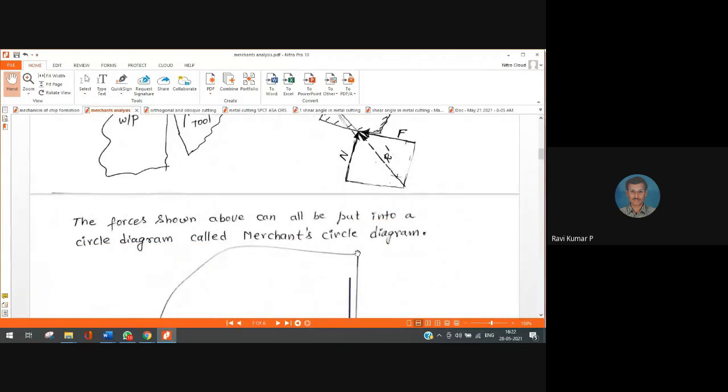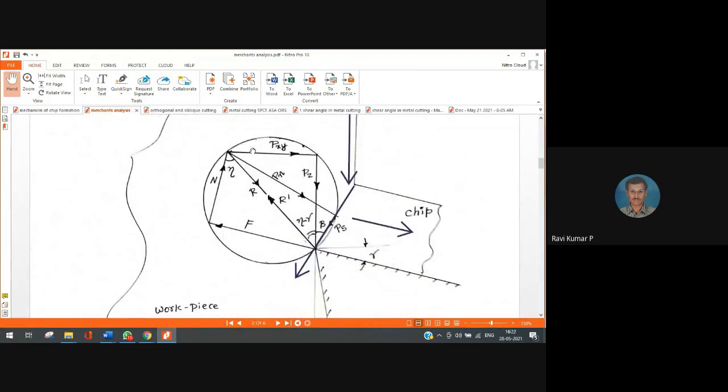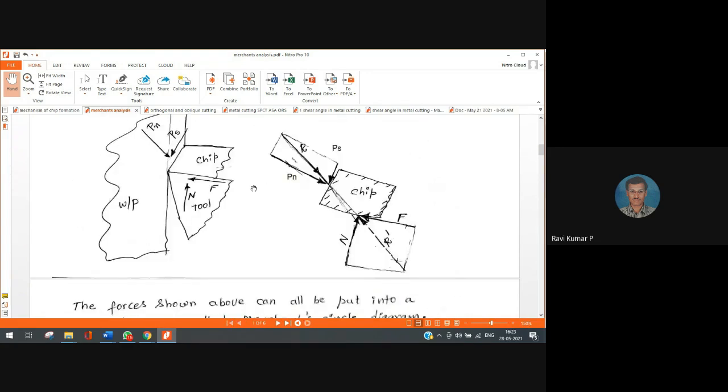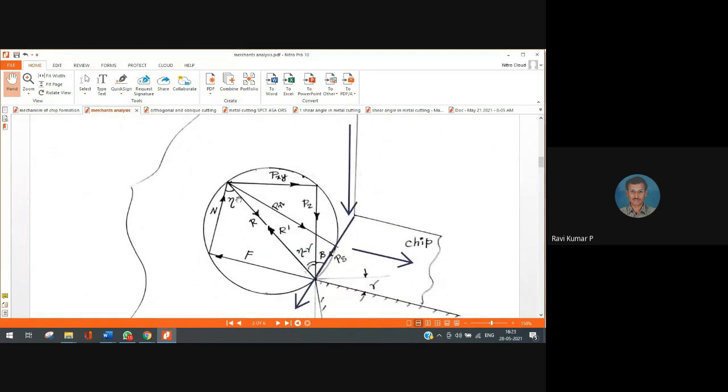So Merchant cleverly put all these forces into a single diagram, which he called Merchant's circle diagram. Look, all the forces have been brought and put in one place. Just for a while, forget Pz and Pxy. The two sets of forces we saw earlier appear in this diagram: PS, PN, N, F. One of them gives resultant R, the other gives resultant R dash, right? So R dash and R are equal, so they keep the chip in equilibrium.